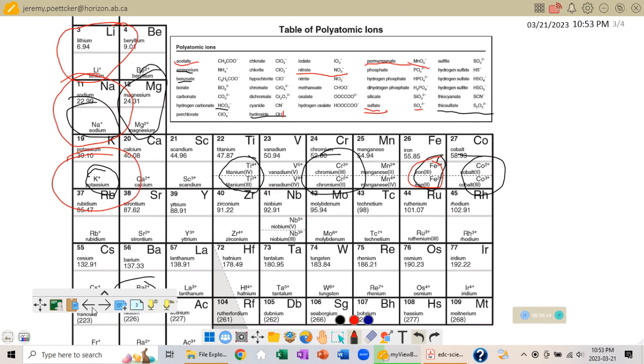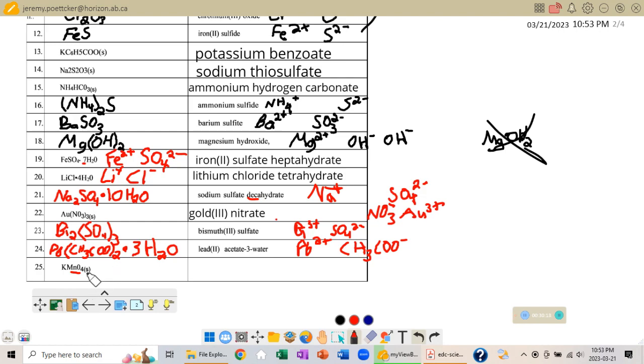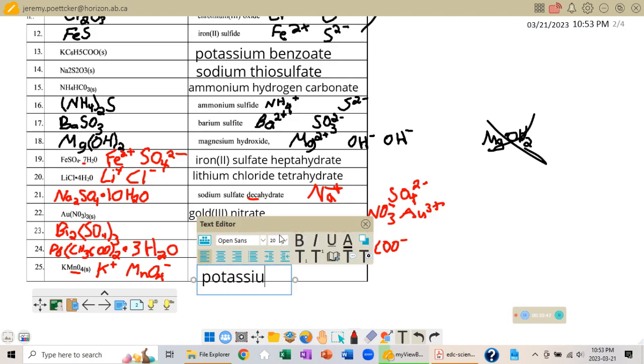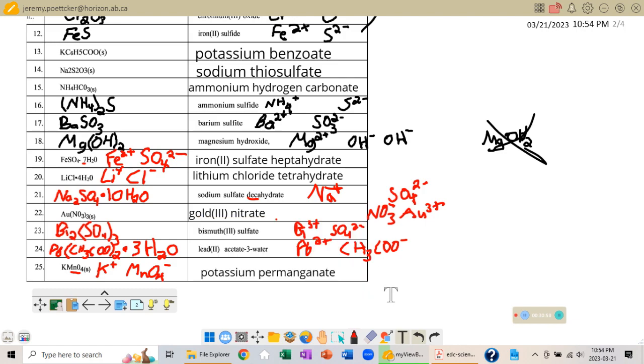Right. And so I have K, which has a 1+ charge. MnO4 has a 1- charge. The most important part here, though, is that K, that potassium, can only have a 1+ charge, so I don't need a Roman numeral. And so I start getting ready to write my name in here, and this is going to be potassium permanganate. Make it so that it fits. Beautiful. And there we go.